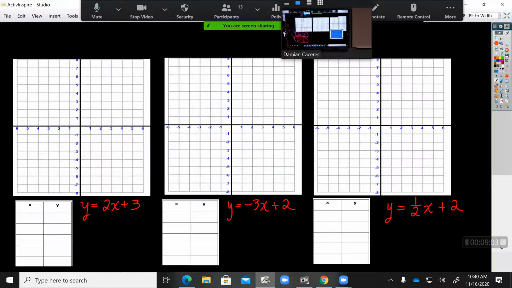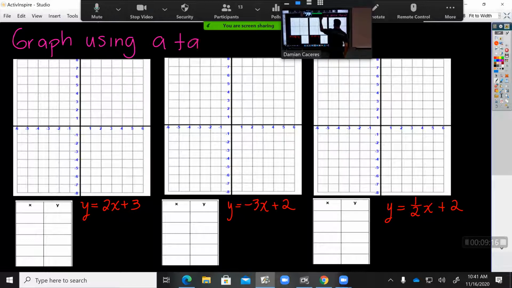Alright, let's move over. Now, this is the second way that we're going to learn how to graph in here. This is called graphing using a table, or graphing by creating a table. So I got all the tables here for you.